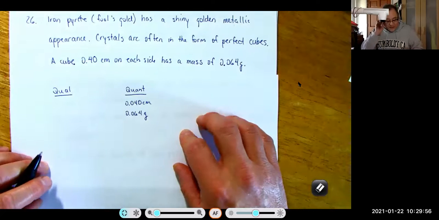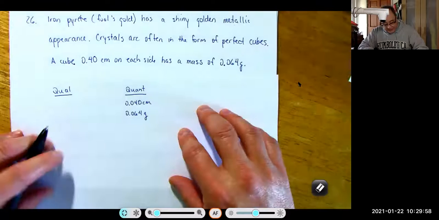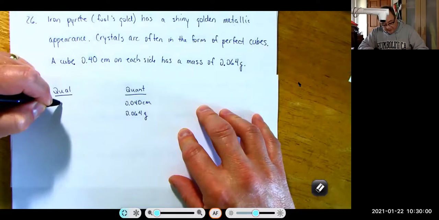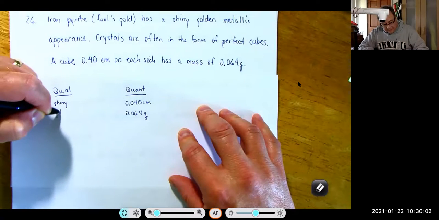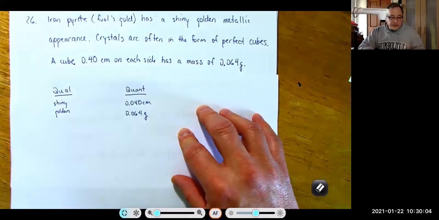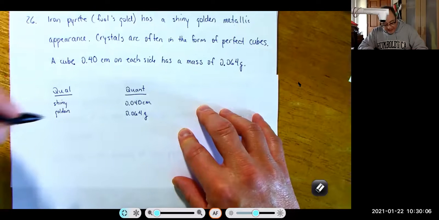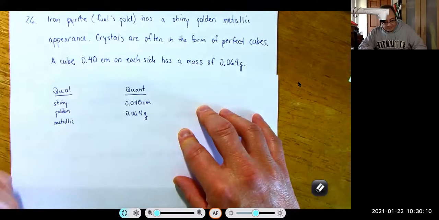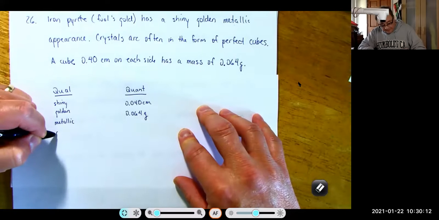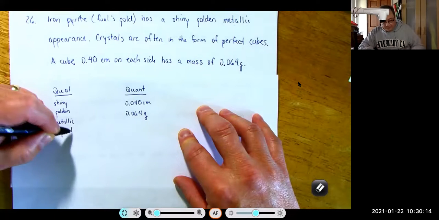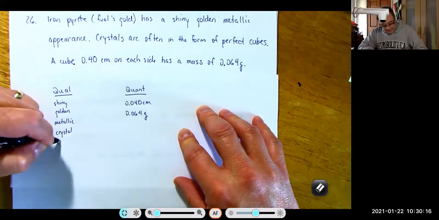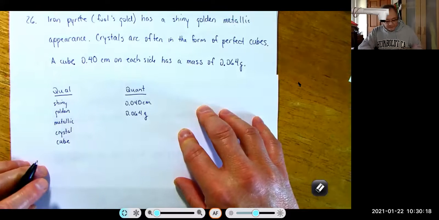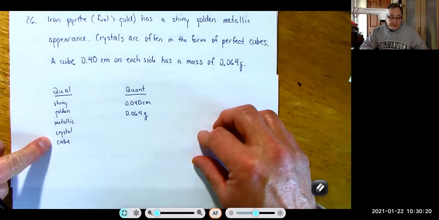So every other thing here is a quality: shiny, golden. There is no quantitative measurement of how gold it is. Metallic, crystal, cube. These are all qualitative observations.